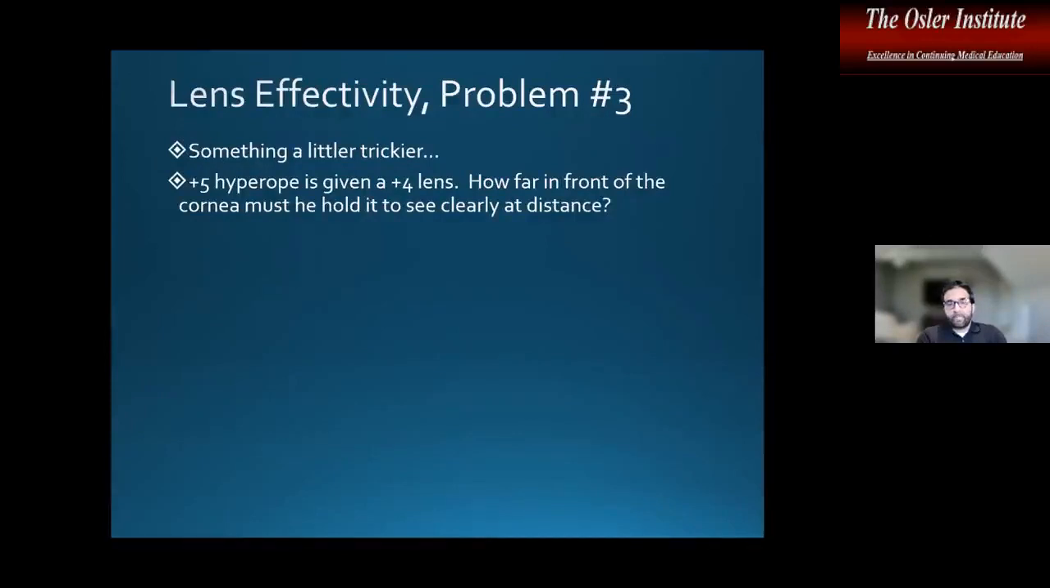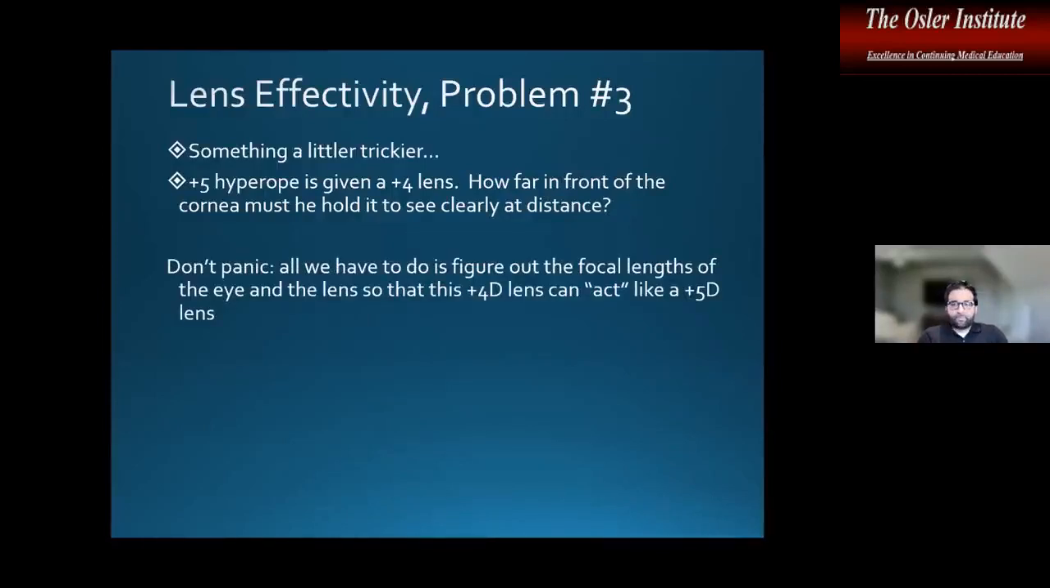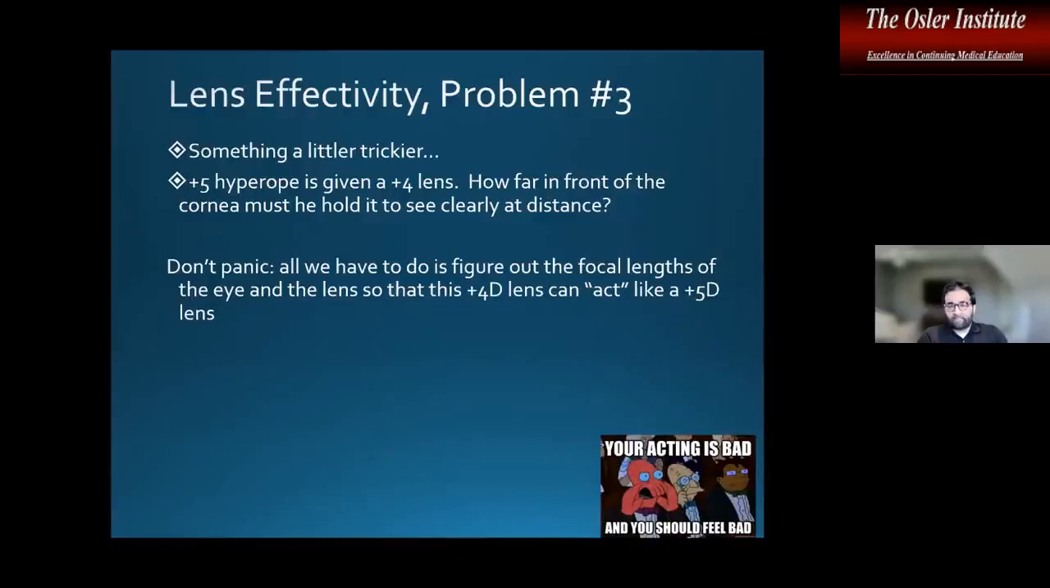Something a little trickier. A +5 diopter hyperope is given a +4 lens. How far in front of the cornea must he hold it in order to see clearly at distance? So again, don't panic. All we really have to do is figure out the focal length of the eye and the focal length of the lens, so that this +4 diopter lens can act like a +5 diopter lens. So let's calculate the focal length of this lens first. The focal length of the lens is 100 divided by 4, which is 25 centimeters.